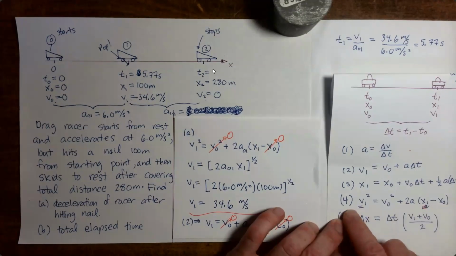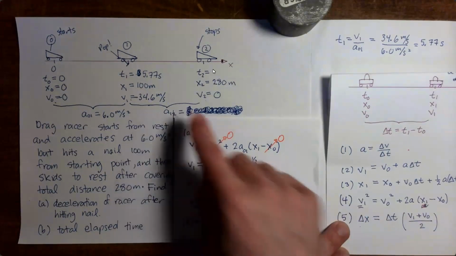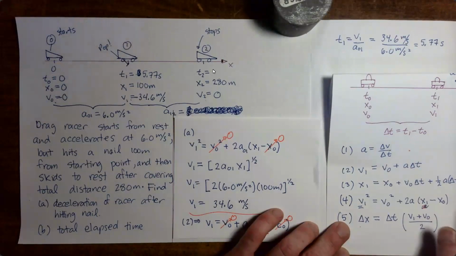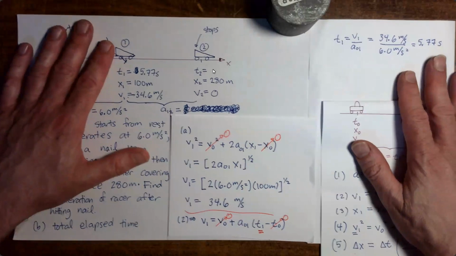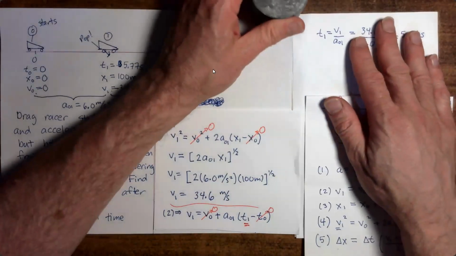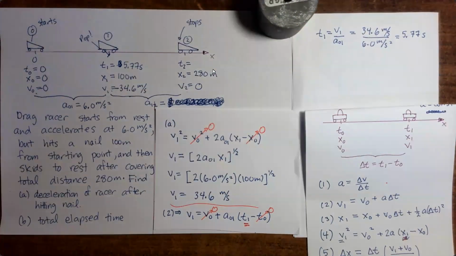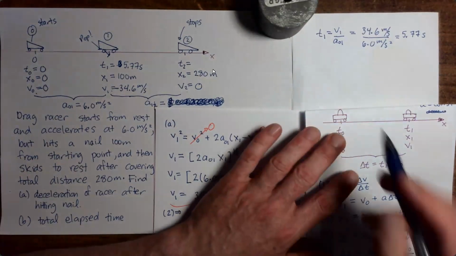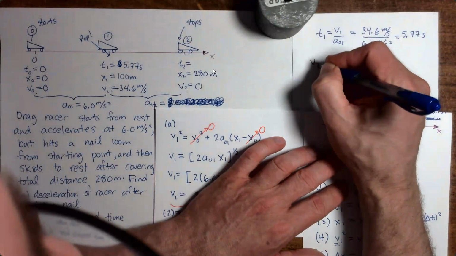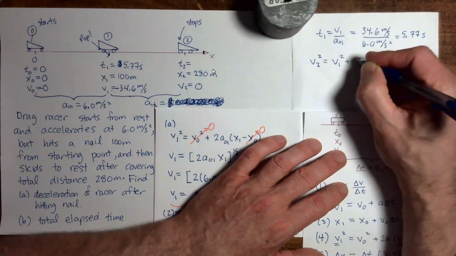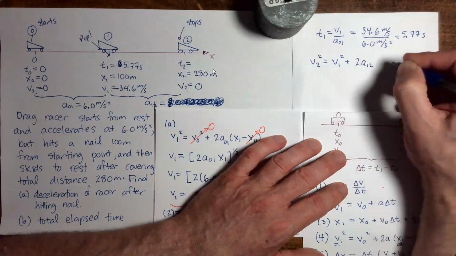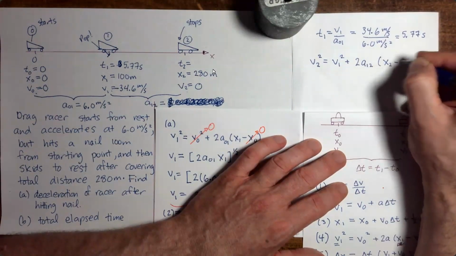So I'm going to solve for the acceleration from 1 to 2 using equation 4. I'm going to take equation 4 and just copy it up here with the subscripts changed so that I am connecting 1 to 2. So then I have V2 squared equals V1 squared plus 2 A12 times (x2 minus x1).